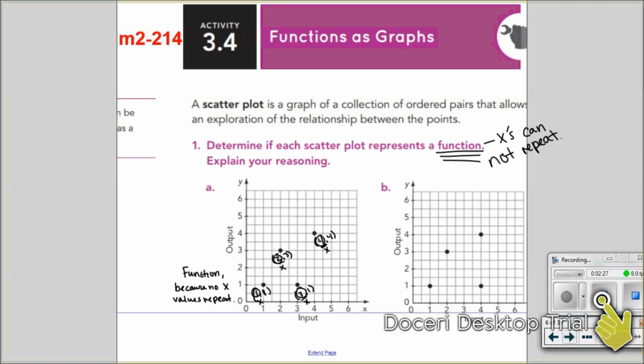Alright, now it's your turn. I'm going to give you about a minute here. I want you to try B. So you're going to list out the ordered pairs. Tell me whether or not that's a function. Again, you're looking to see if any of the x's repeat. Alright, begin.